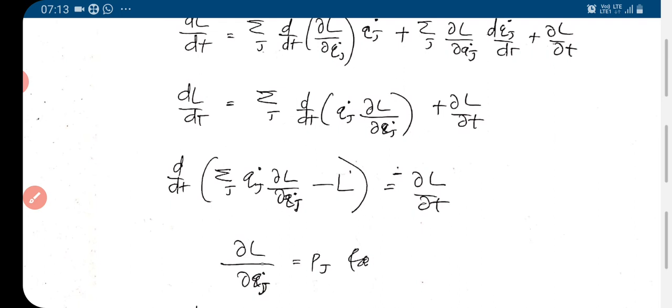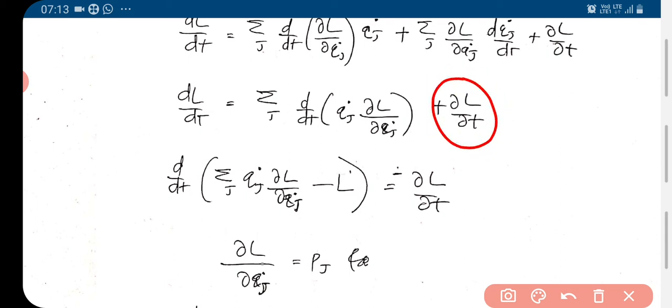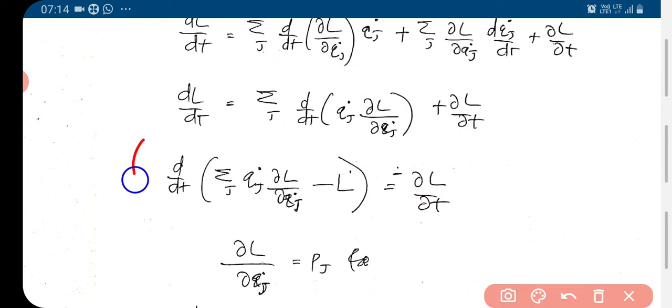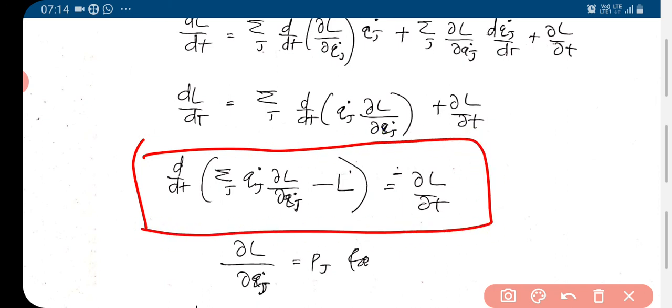So one can write this as I take this ∂L/∂t here, and dL/dt is taken here. Anyway, by rearranging the terms, we have d/dt of Σj q̇j ∂L/∂q̇j minus L, that is equal to minus ∂L/∂t. So ∂L/∂q̇j is pj. This is how we defined generalized momentum, ∂L/∂q̇j, that is equal to pj.